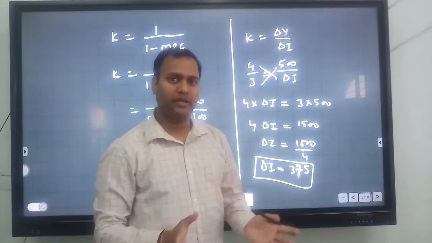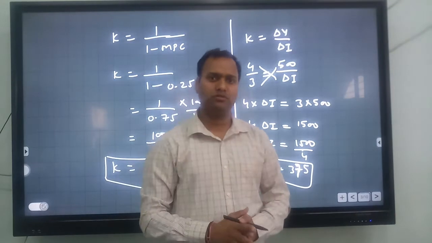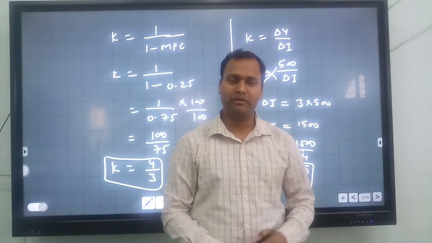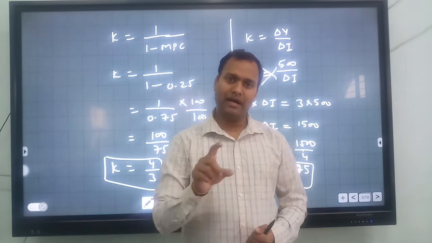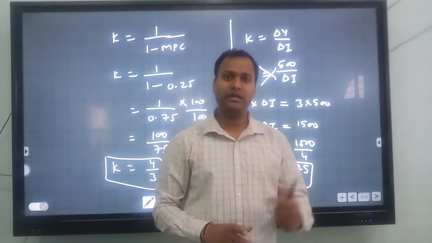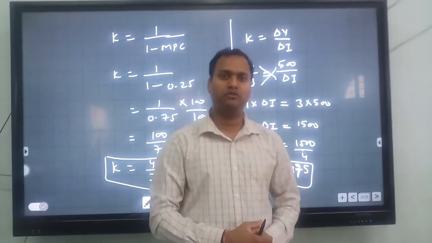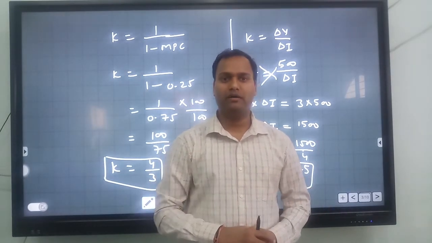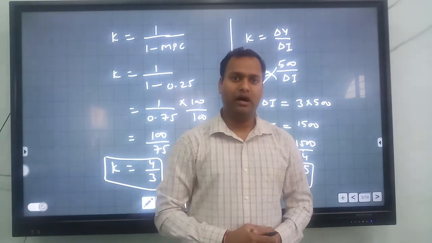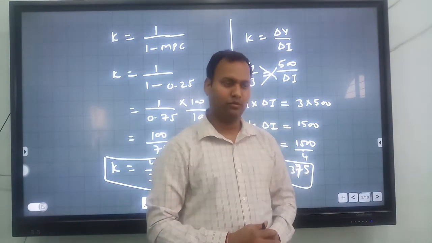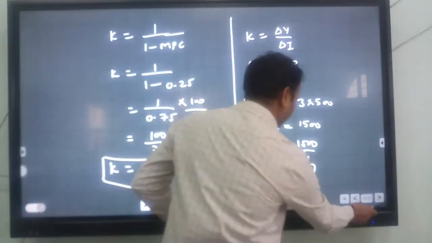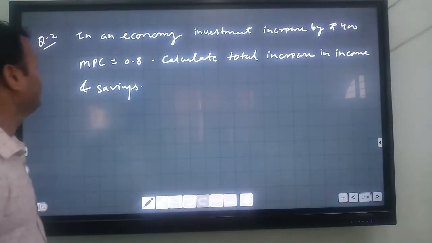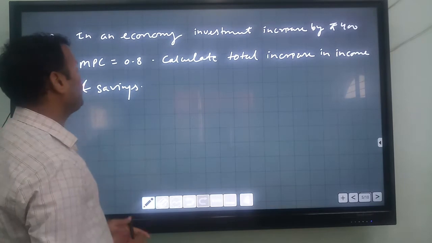So this is a different kind of problem. Here the change in income is not directly mentioned. So what will you do? We will subtract the equilibrium level from the full employment level, and you will get the change in income. We do the same in the investment case also. If the investment change is not given directly, then we subtract the equilibrium level of investment from the full investment. Now here are some more problems related to this topic.